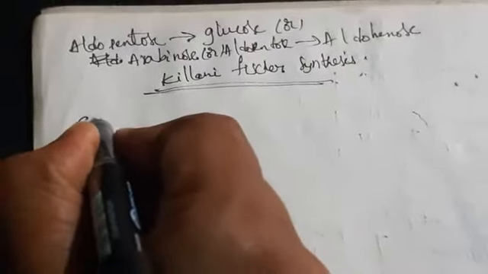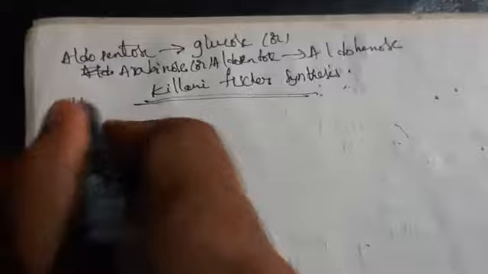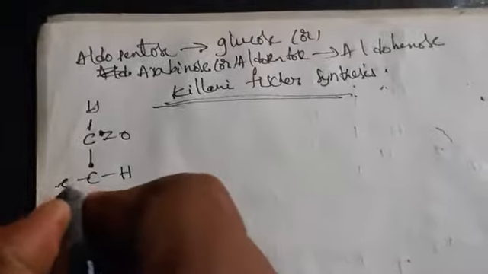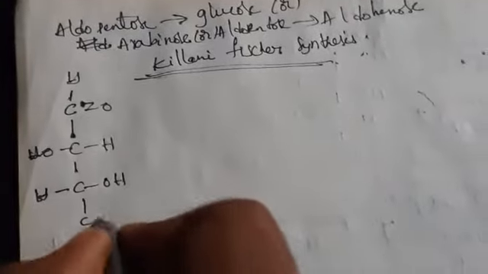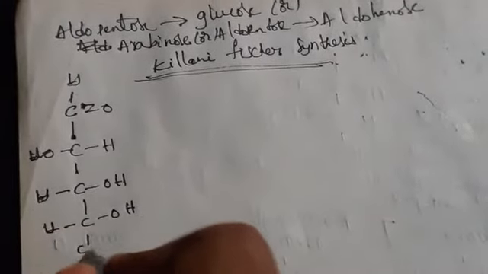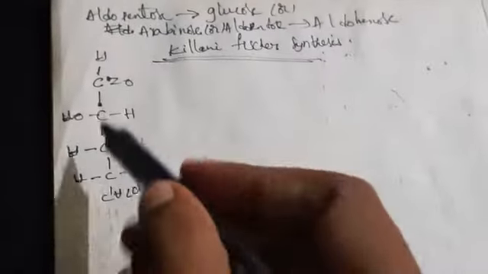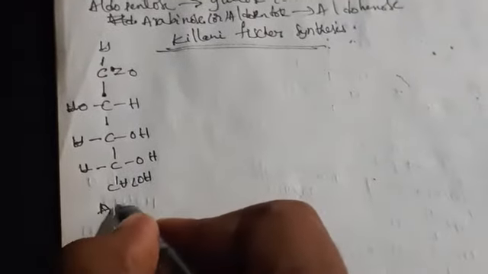So here, arabinose. What is the formula of arabinose? Here we take CHO, and here H, OH, OH, H, OH, H, CH2OH. Okay, so here we are taking only 5 carbons, 1 2 3 4 5, an aldopentose.